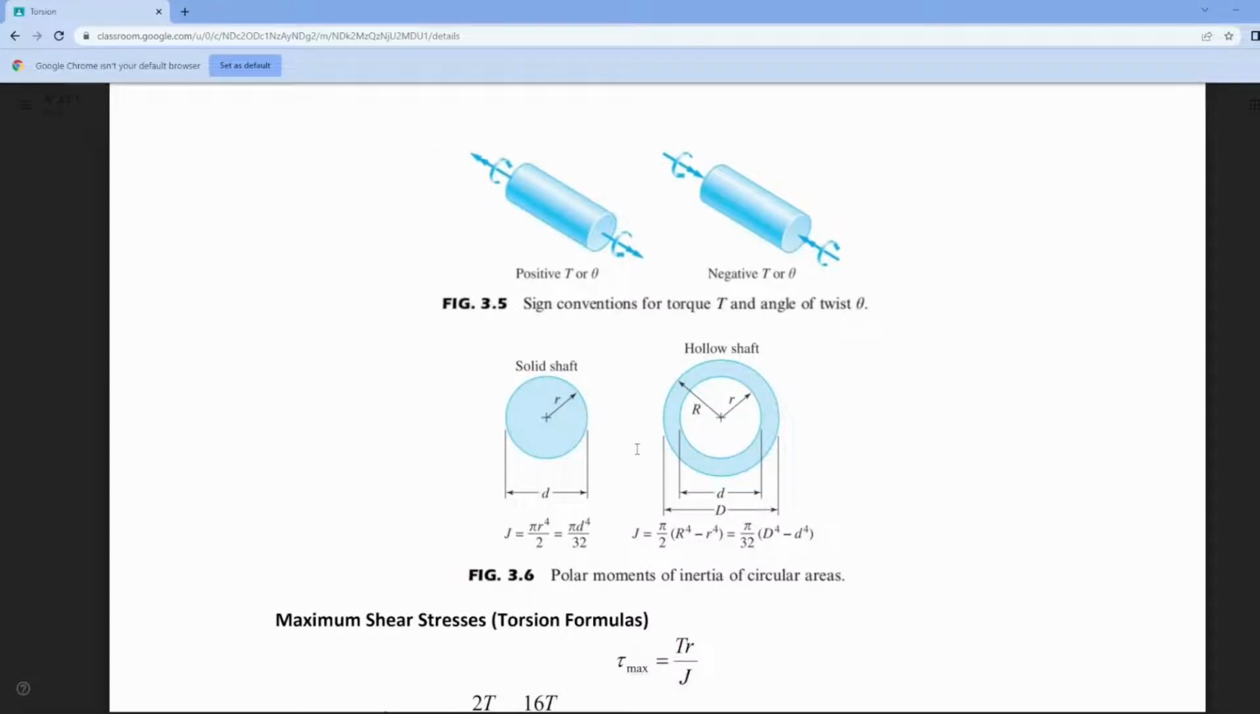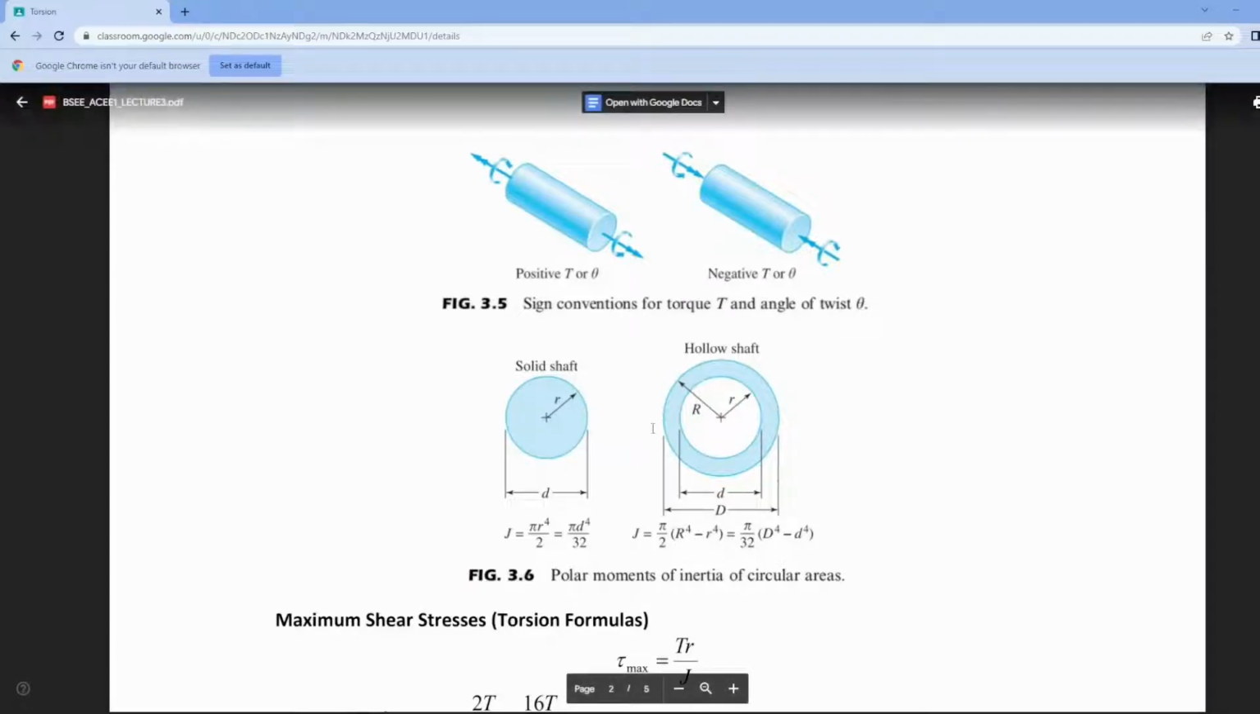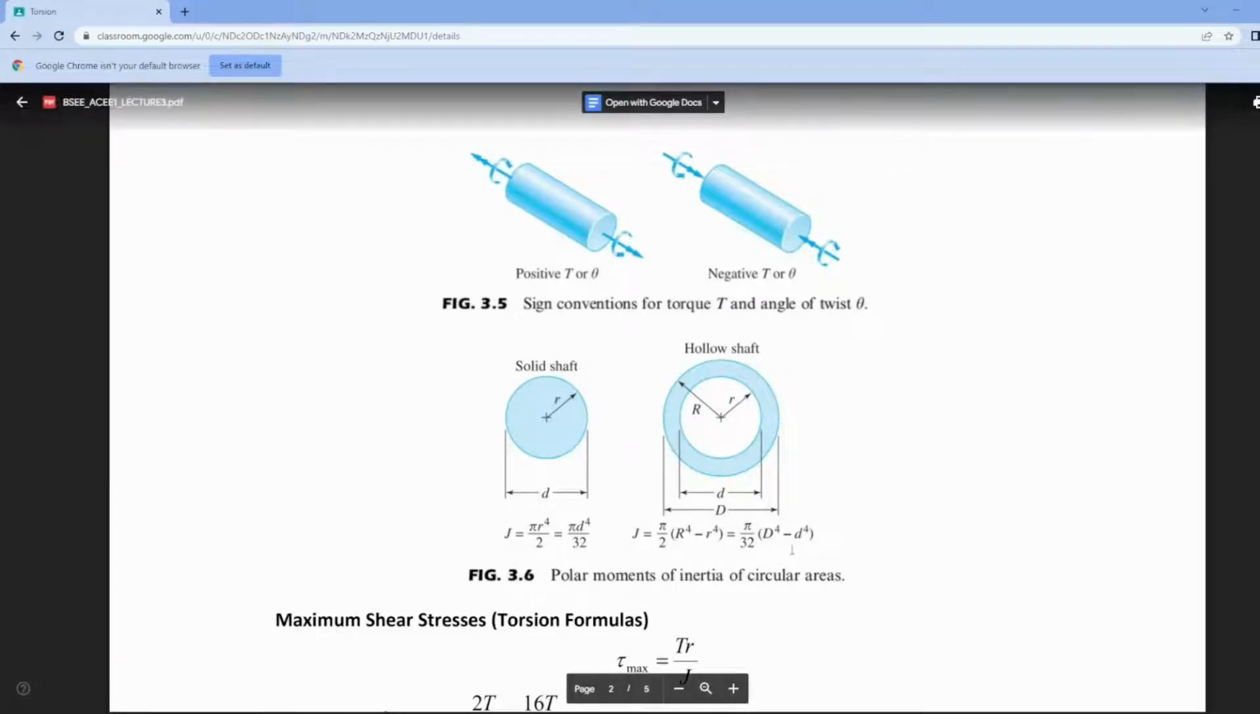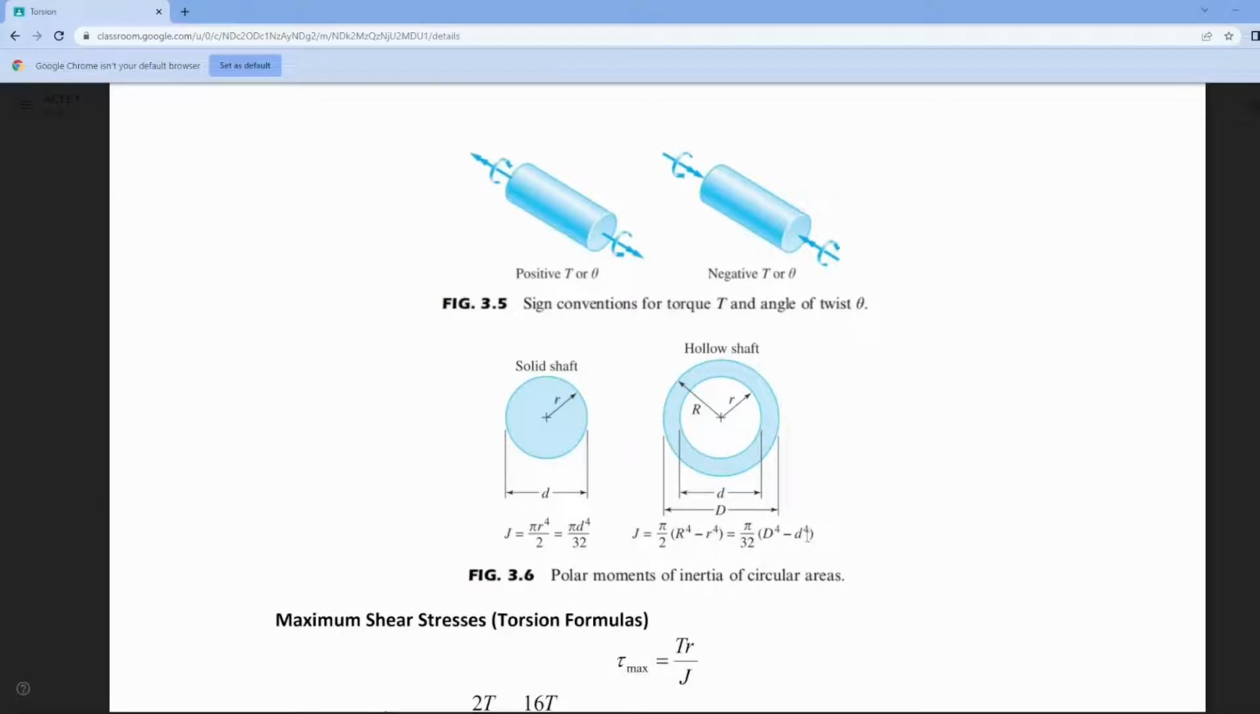Here, we have two shafts. We have a solid shaft and we have a hollow shaft. Here, the formula for the polar moment of inertia for circular areas is given. There is a formula in terms of radius, and also one in terms of diameter. For a solid shaft, this is the formula for J. For a hollow shaft, this is the formula for J. You just take note of these. Alright?